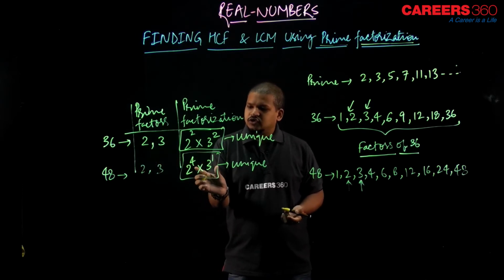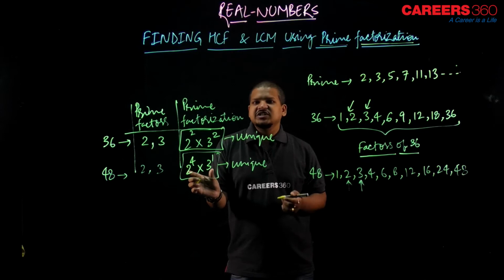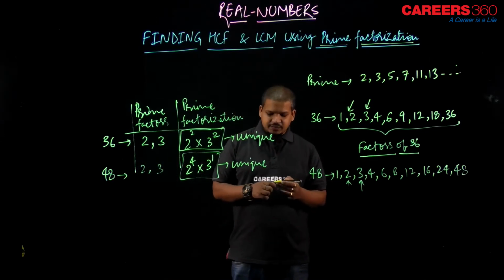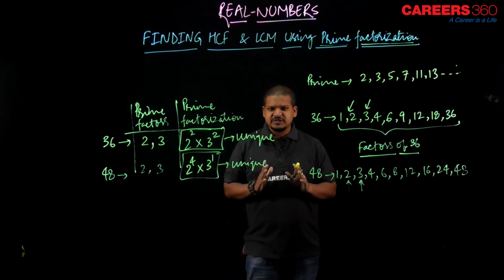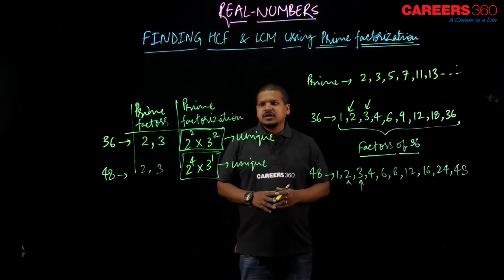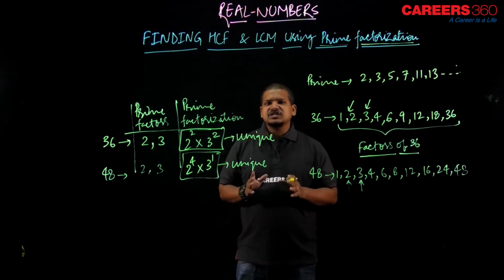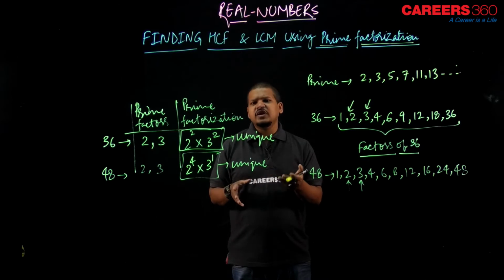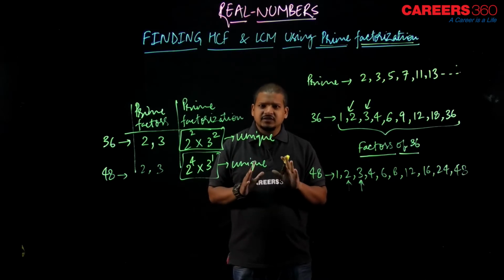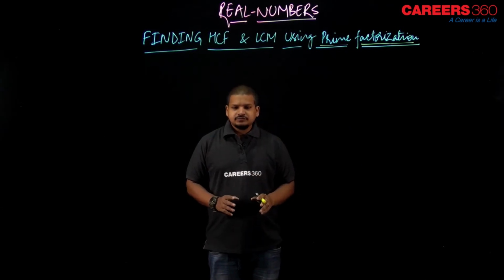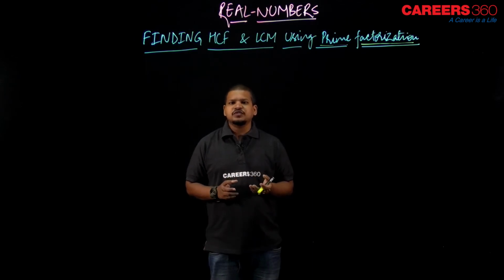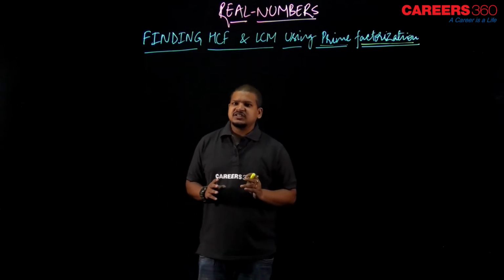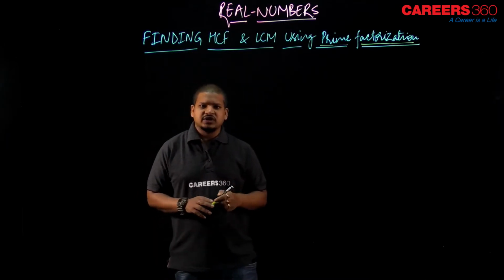Similarly, 2 to the power 4 into 3 to the power 1 cannot be a prime factorization of any other number than 48. This is the fundamental principle of arithmetic, right? Now, we will derive the concept of LCM and HCF using this prime factorization, and that is way easier than any other method, right? Before proceeding to how to find LCM and HCF using prime factorization, let's first understand what is LCM and what is HCF.